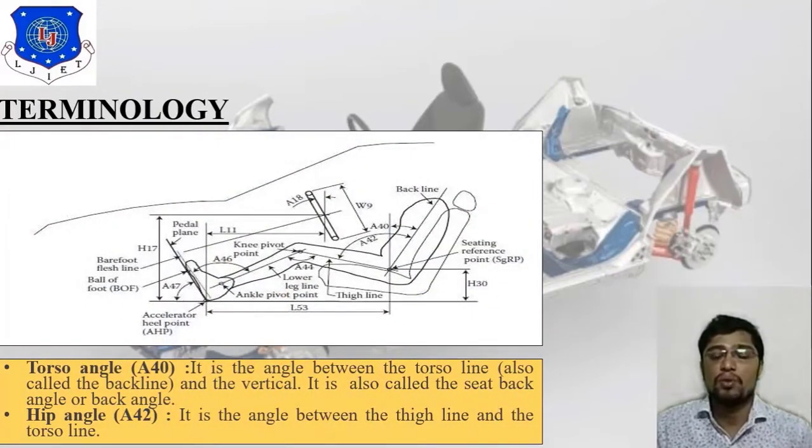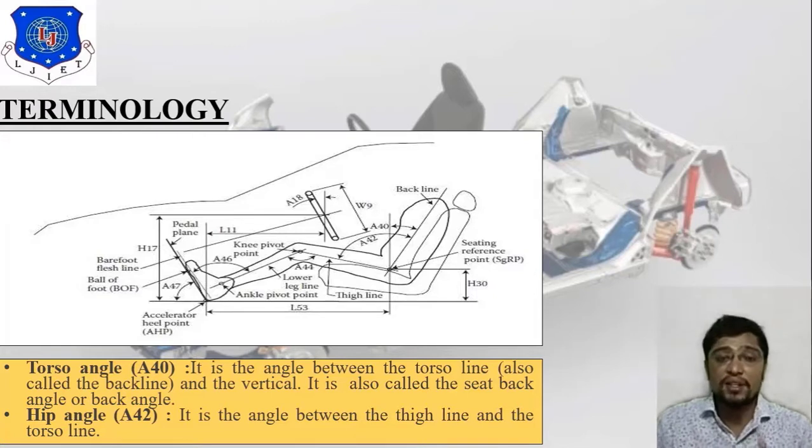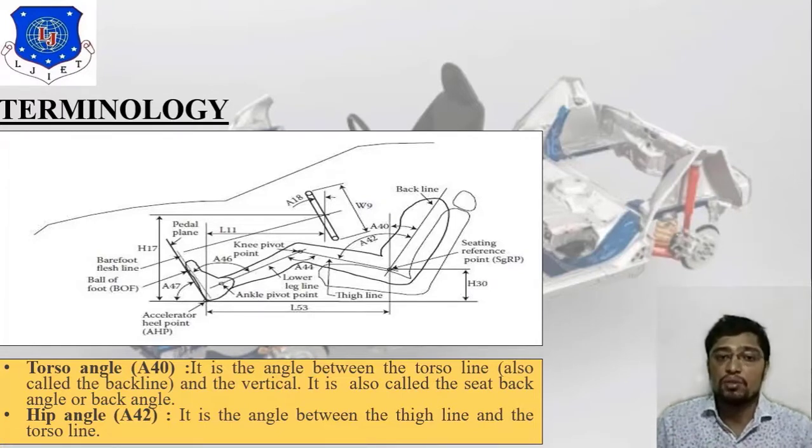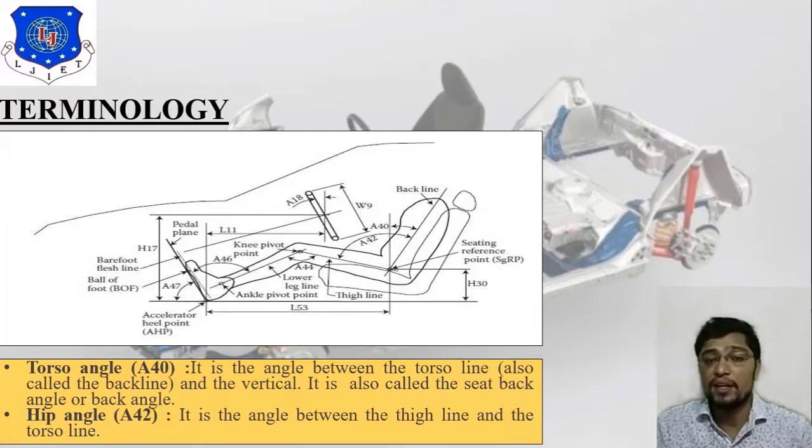Second angle is torso angle. On the right side you can find A40, right? A40 is one kind of posture angle, and based on driver seat ergonomics you can find the H-point, and after that the AHP to SGRP location and the posture angle. Second angle is torso angle. In the image you can find A40. It is the angle between the torso line, also called the back line, the tilted line in the image, and the vertical. It is also called the sit back angle or back angle. Torso angle is one kind of posture angle, also known as sit back angle or back angle.